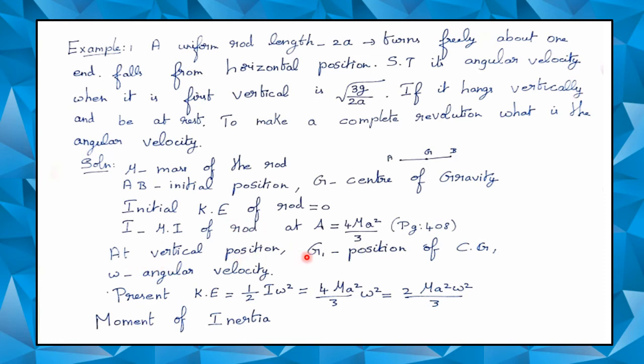Now at the vertical position, the center of gravity changes from the point G to point G1. So G1 is the position of the center of gravity at the vertical position, and omega is the angular velocity. Now the present kinetic energy will be equal to half I omega square. And if you substitute the value of I, you will get 2ma square omega square by 3.